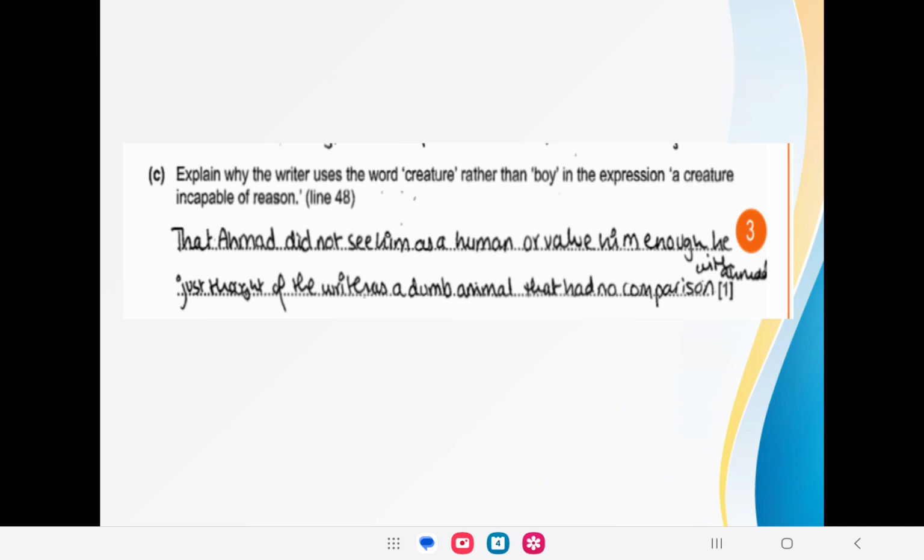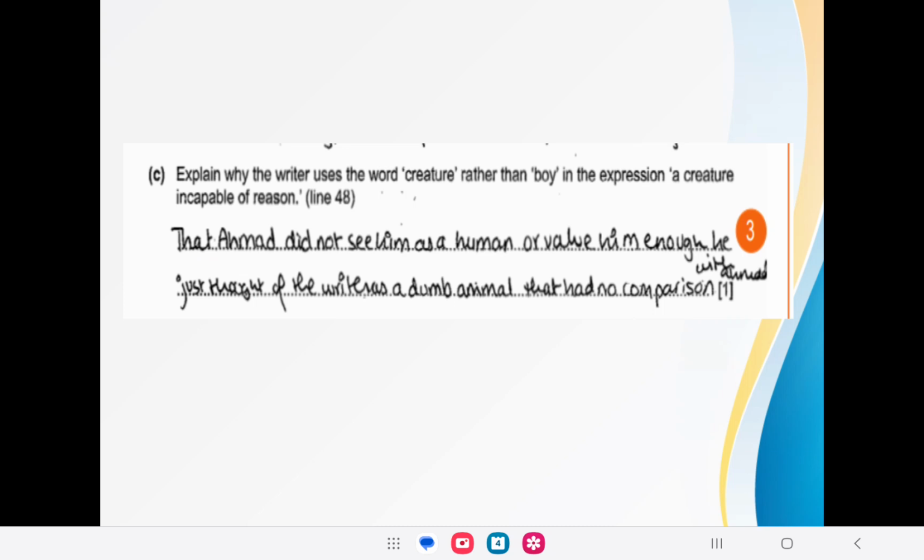We will think about when we use the word creature, when we use the word animal, and when we use the word human or boy. If we choose to use the word creature for someone, what kind of message are we going to convey, or what kind of message is the writer conveying to us by using the word creature here? That Ahmed did not see him as a human or value him enough. He just thought of the writer as a dumb animal that had no comparison with a human, or with a boy.